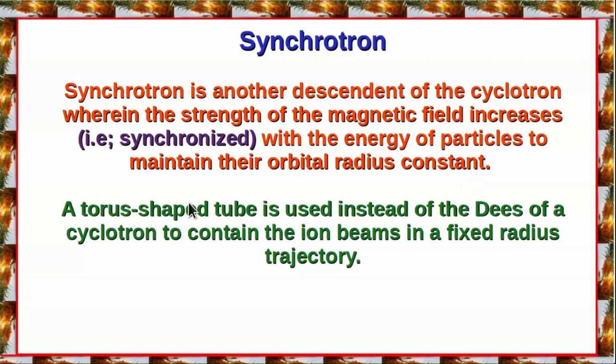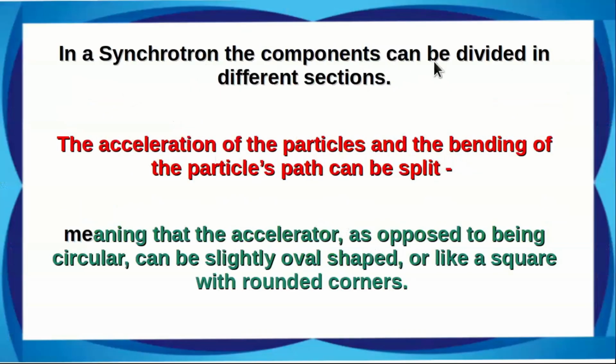Here a torus shaped tube is used instead of the Ds of a cyclotron to contain the ion beams in a fixed radius trajectory. So here the trajectory of the beam has a fixed radius instead of being a spiral. In the synchrotron, the components can be divided into different sections. The acceleration of the particles and the bending of the particles' path can be split, meaning that the accelerator, as opposed to being circular, can be slightly oval shaped or like a square with rounded corners.